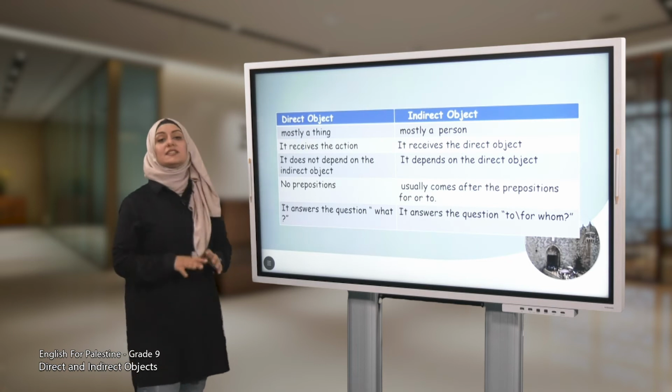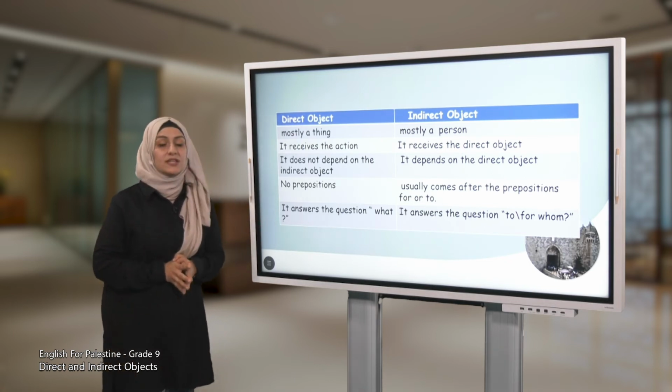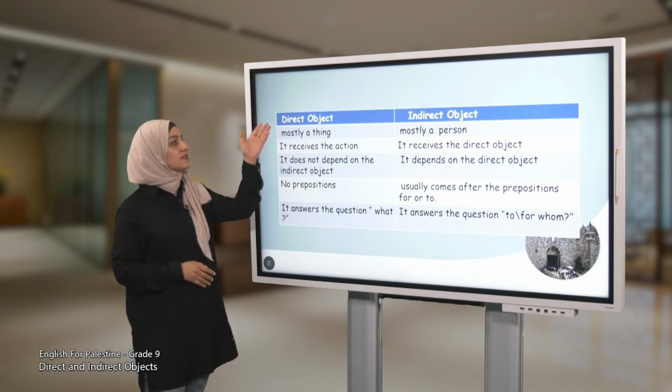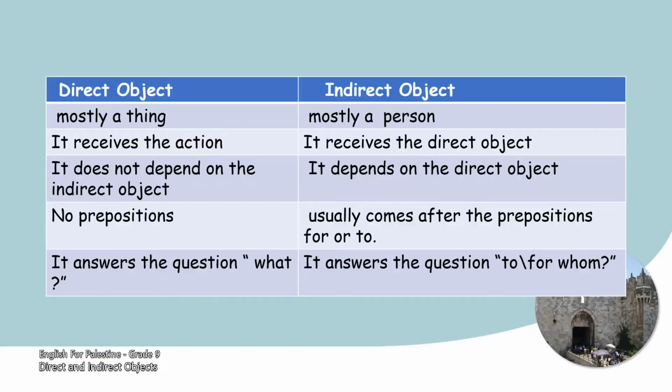Now, let's summarize what we have talked about in this lesson and differentiate between the direct object and the indirect object. The direct object is mostly a thing. It's a note, flowers, a gift. The indirect object is mostly a person, to Ali, to grandmother, to the farmer. The direct object receives the action, while the indirect object receives the direct object. The direct object does not depend on the indirect object, while the indirect object depends on the direct object.